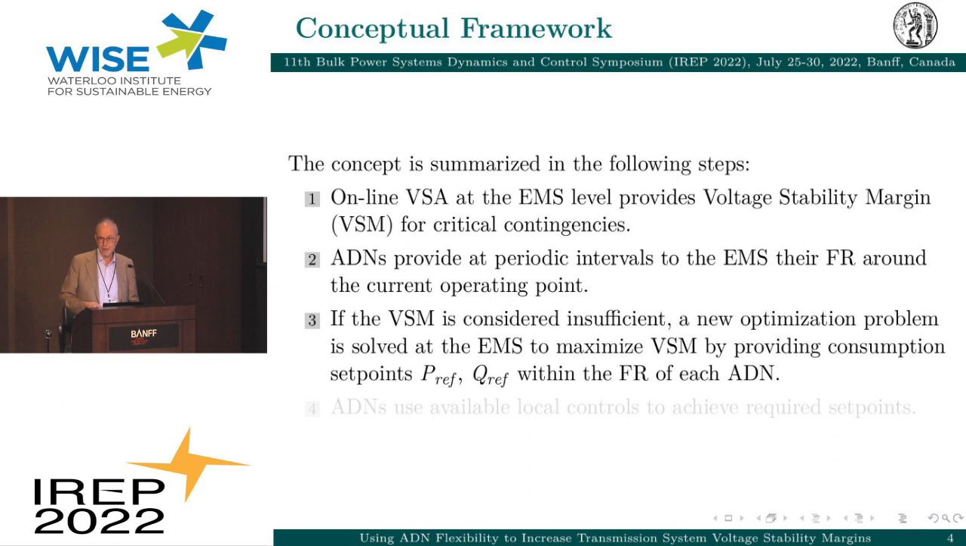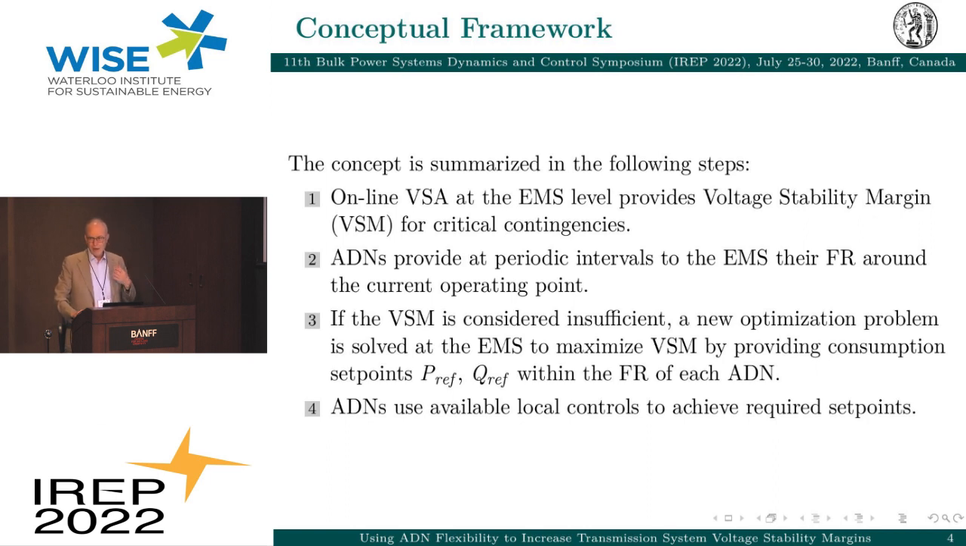Now, if the voltage stability margin for a specific contingency is considered insufficient, then the control center can solve a new optimization problem, taking into account the flexibility. Now, one thing that should be made clear here is that during this approach, we do not shed load, so there is no effect on the customer, but we have an indirect load reduction due to maybe voltage and so on. But it's within what is considered acceptable to the customer. So the new optimization problem is done preventively to increase the voltage stability margin for a specific contingency. And then the last phase is that the active distribution network controller has to take this set point and adjust local controls so as to achieve the required set point.